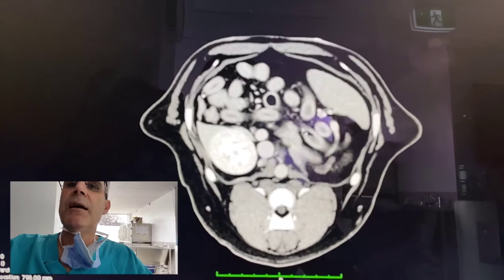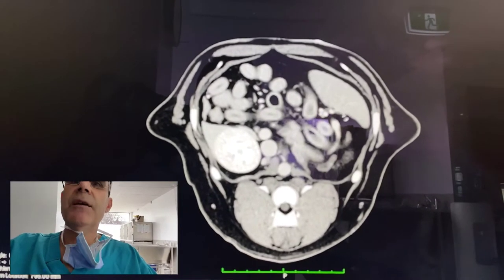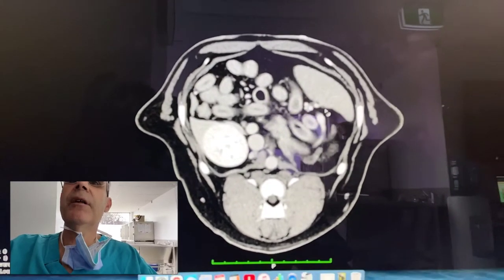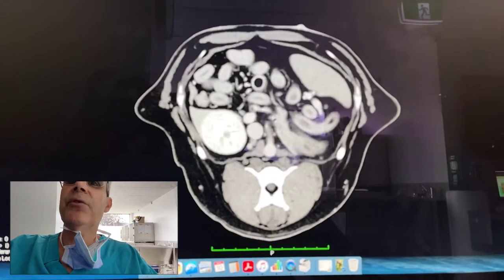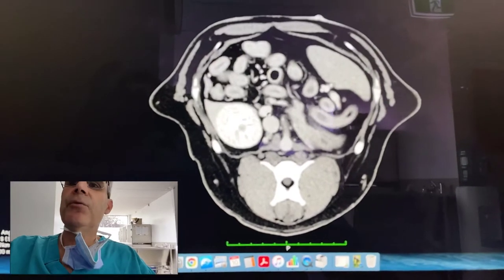We had a husky that presented today with a history of elevated liver enzymes and elevated bile acids. So we've done a CT scan looking for a portosystemic shunt, and I'm just going to review those results.